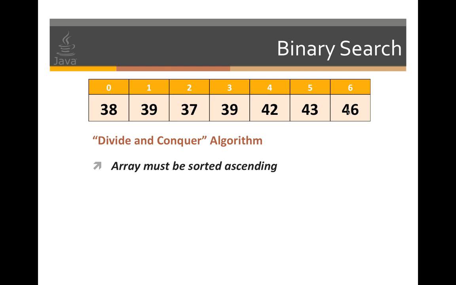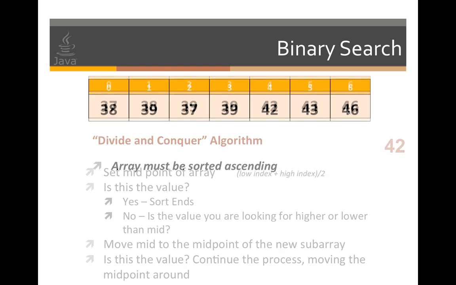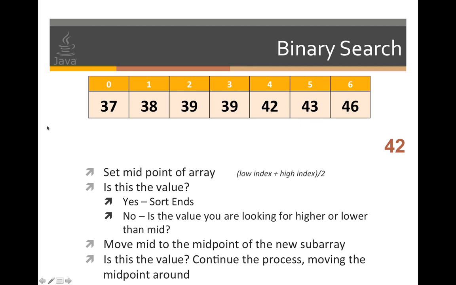In order for the binary search to work, the array must be sorted in ascending order. So this array would not work the way it is. This whole algorithm is based on the fact that the array is sorted. If it's not, you'll have to sort it first. So here we're going to put the array in order. Let's again say that we're looking for that 42. Because the array is in order, we are going to start in the middle of the array.